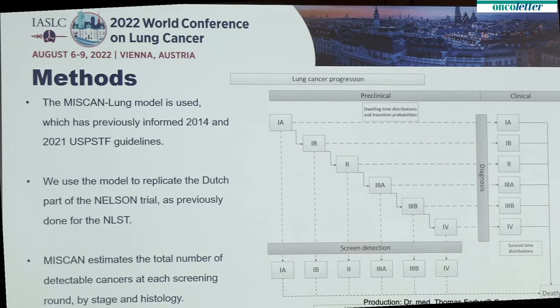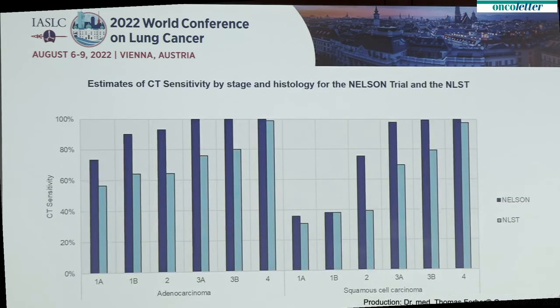What we then find is the following. In the light blue, you see our estimates that we had before from the NLST. In the dark blue, you see our Nelson estimates. On the y-axis is the estimated CT sensitivity by stage, as well as by the 2 primary histologies of adenocarcinoma and squamous cell carcinoma. And we find that, particularly for stage 1A adenocarcinoma, the sensitivity was already quite good. We are generally able to detect the adenocarcinomas quite well, but it's further improved from 57% up to 73%.